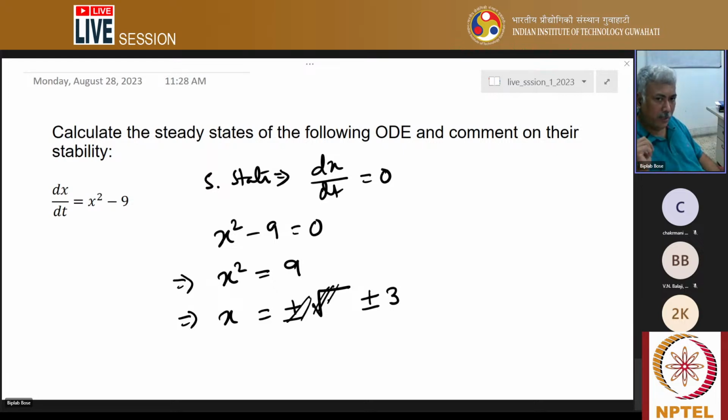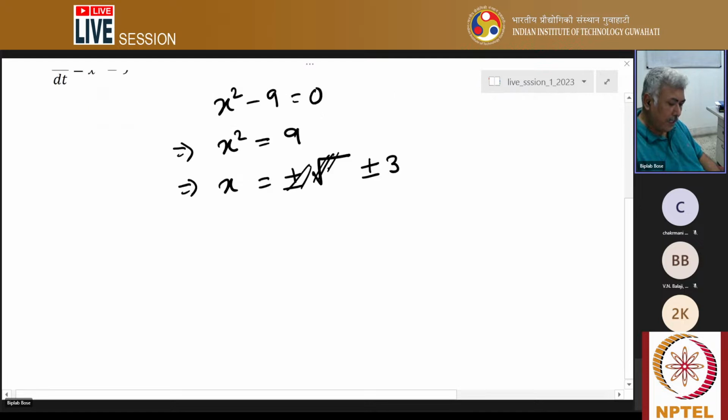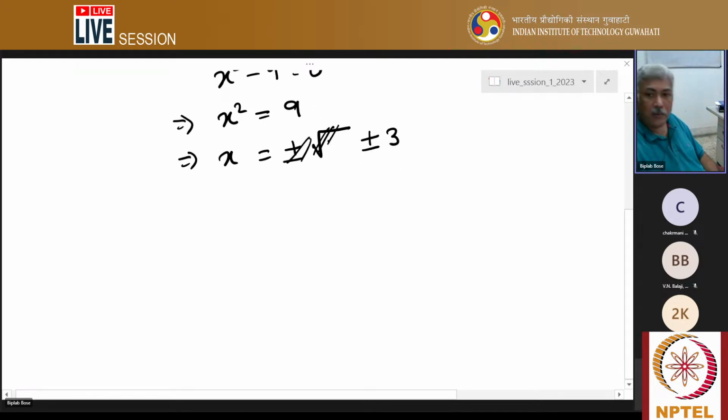That we have to keep in mind, right? In that case, we will take the positive steady state, but it's a generic problem, so both are accepted. So I have two steady states, plus 3 and minus 3. Now for the second part, I have to check the stability.